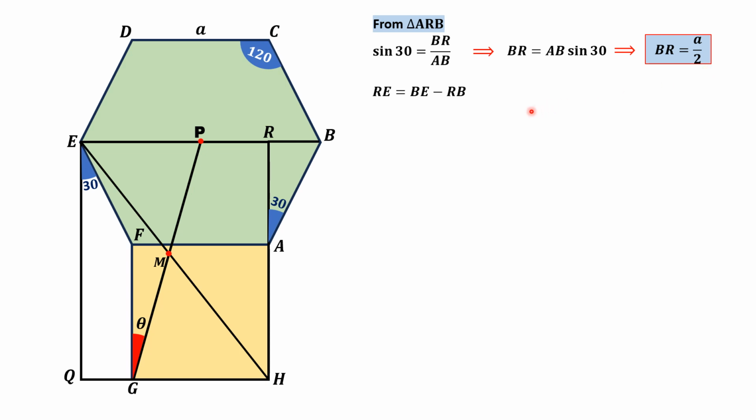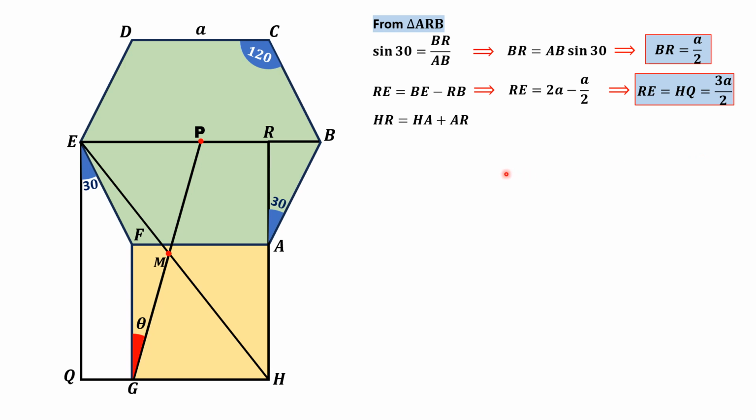Now we focus on this length RE. RE and HQ lengths are equal as they are parallel sides of a rectangle. So we can write RE is equal to this whole length BE minus this length RB. So RB is equal to a by 2 and BE is twice the side of the polygon. So this is equal to 2a minus a by 2. So RE, that is equal to HQ, is equal to 3a by 2.